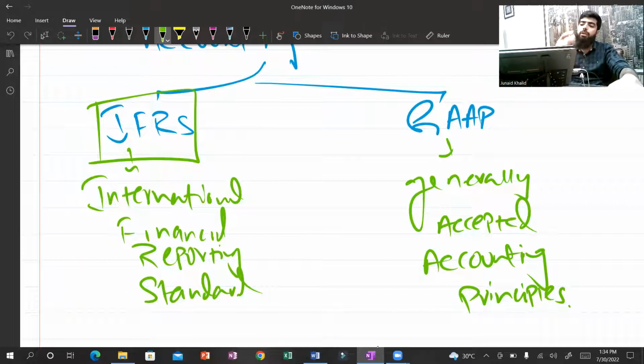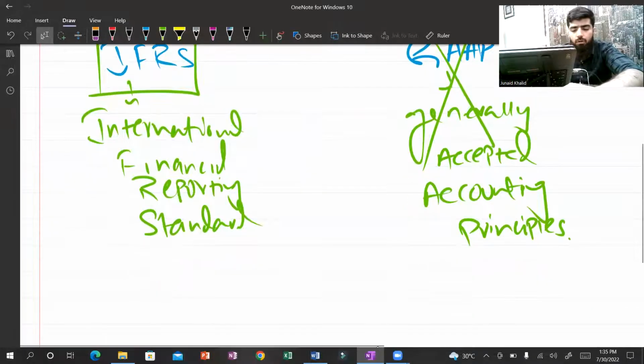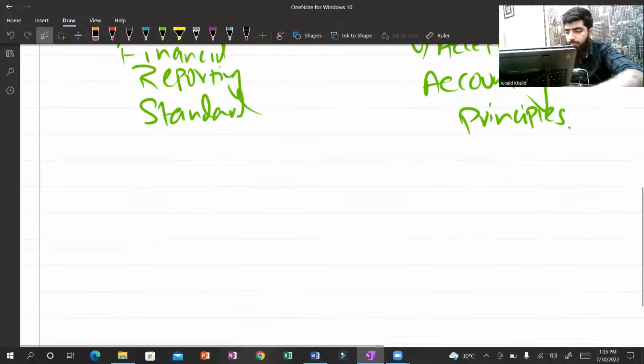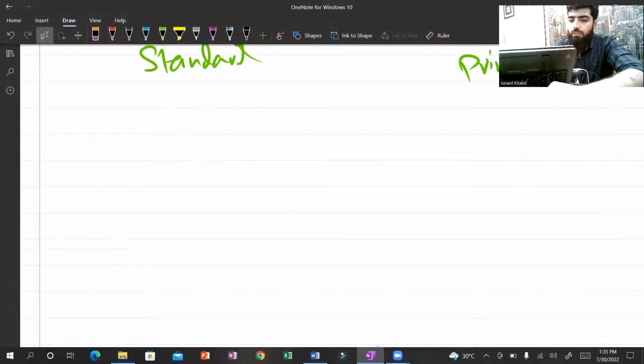So now we are going to discuss this one. This is not our domain. We are not going to discuss generally accepted accounting principles or how they are developed. But yes, we must know about IFRS and all its detail, how these standards are created, who creates these standards, and all the areas of IFRS, that is financial reporting standards. Okay, now let's dig into it.